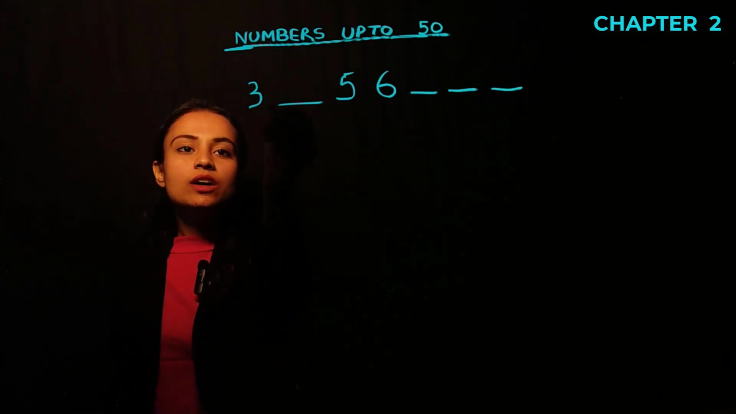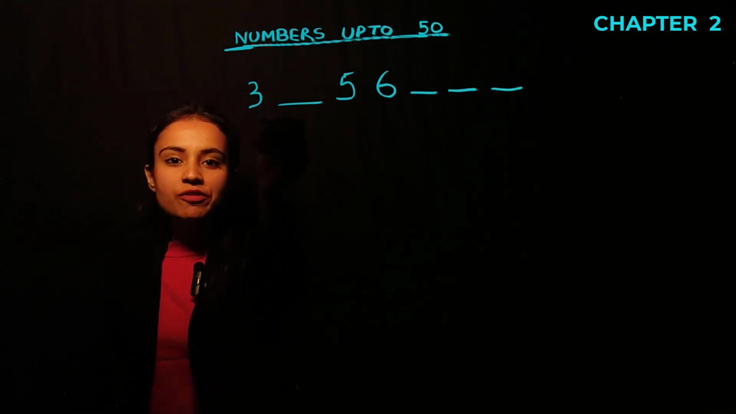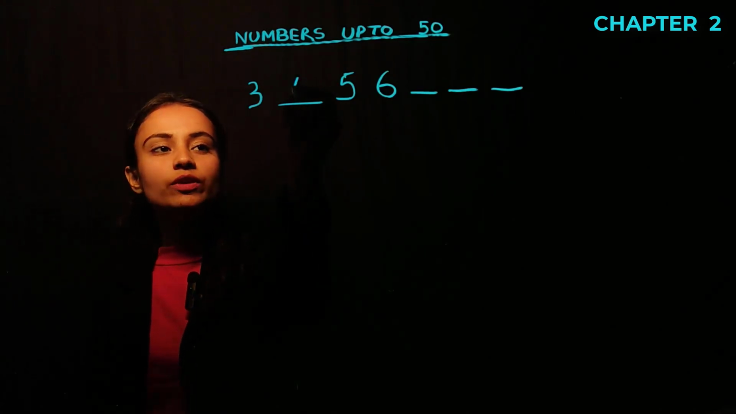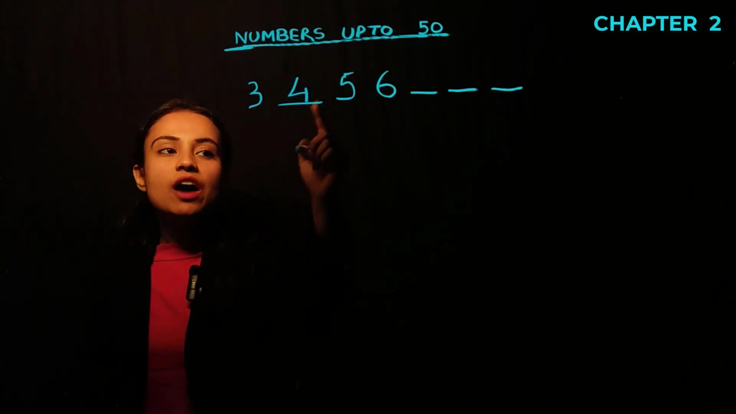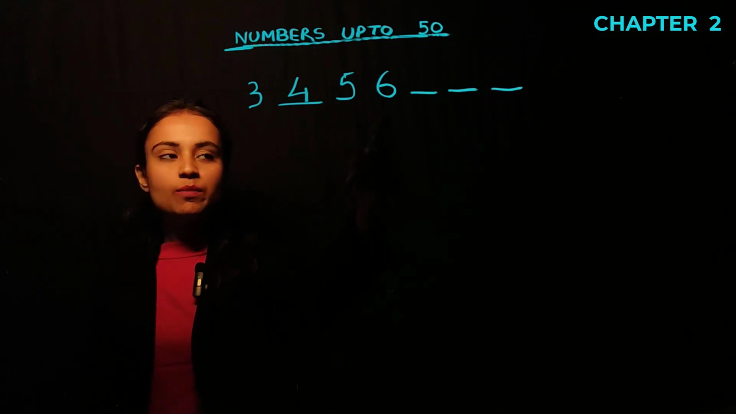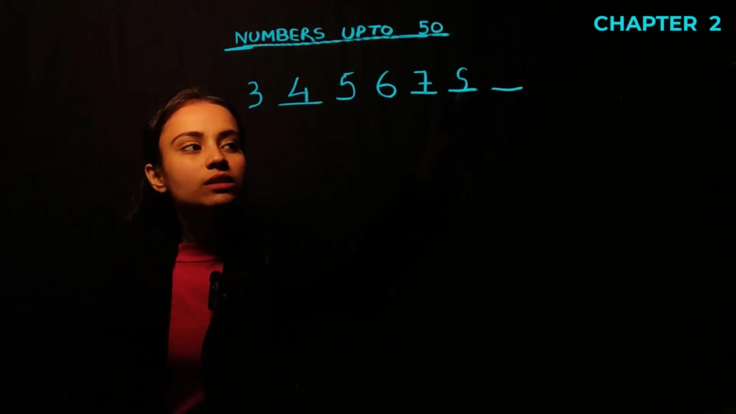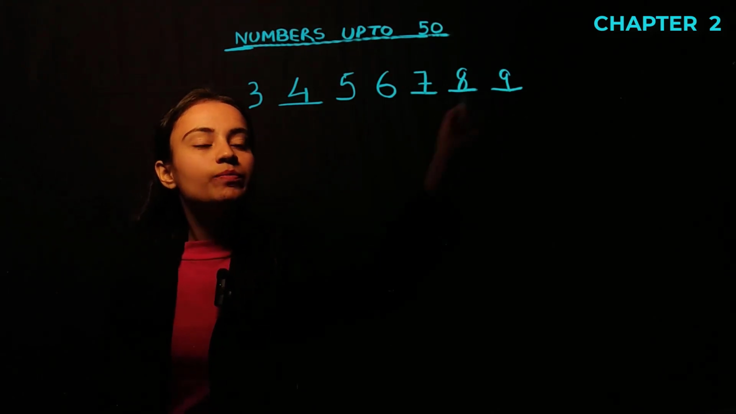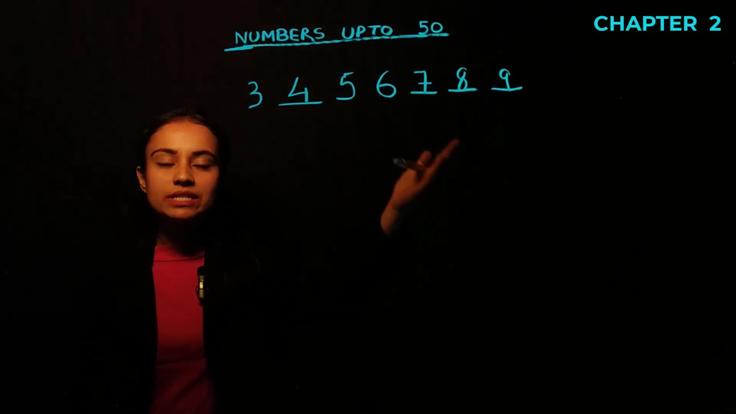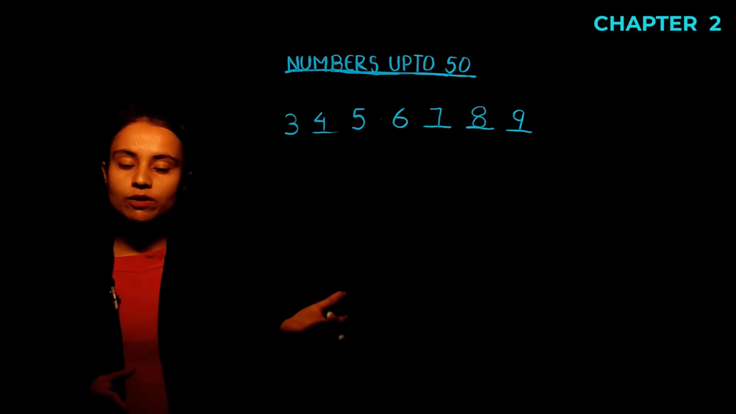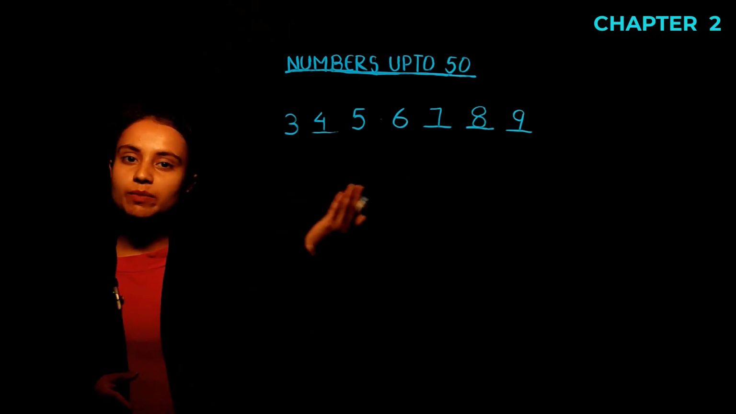So let's start. The first number written is 3. After 3, we have 4, so we'll write 4 here. After that, 5, 6. After 6, we have 7. Then 8. Then 9. So these are the missing numbers. You have to do the rest of the parts by yourself in a similar manner.